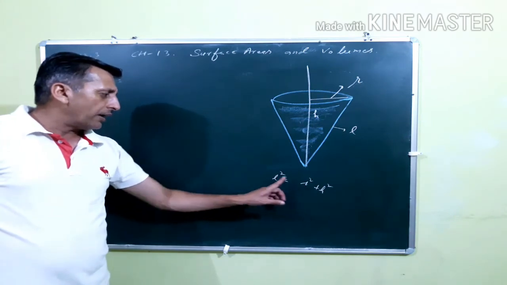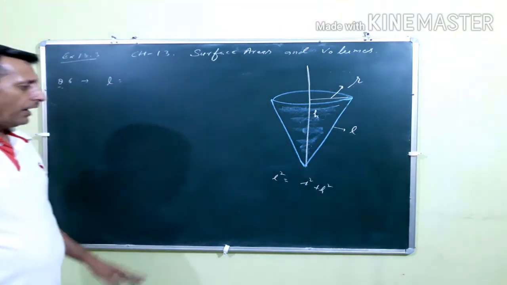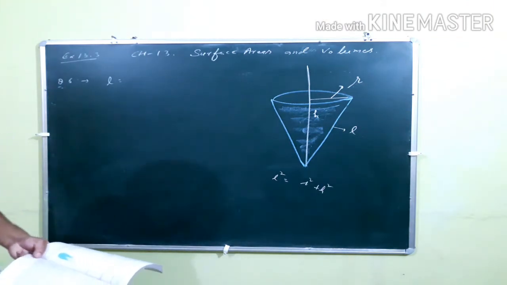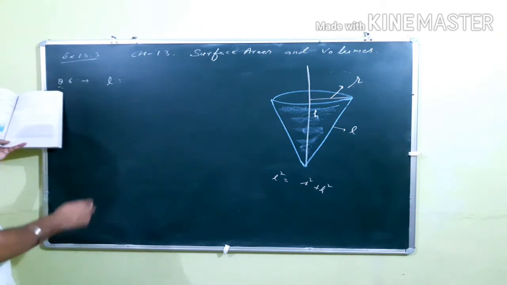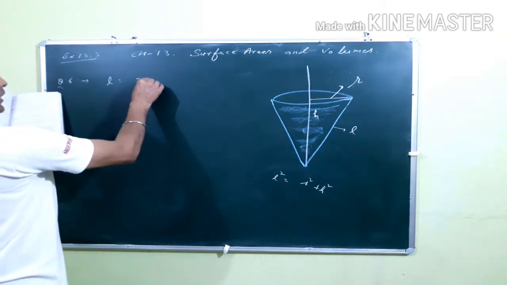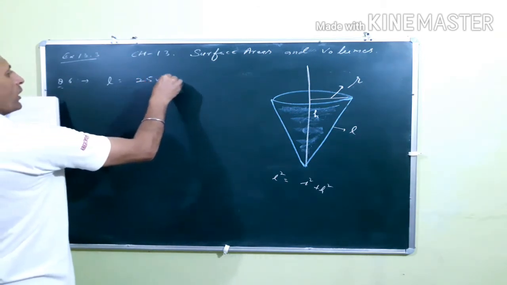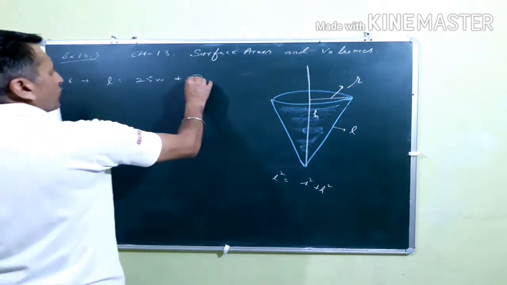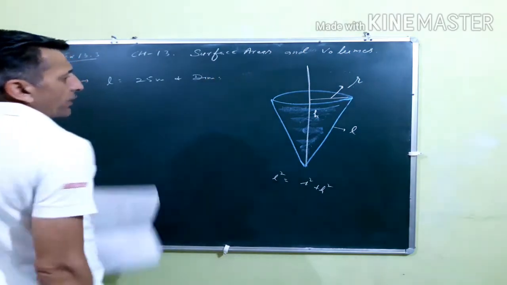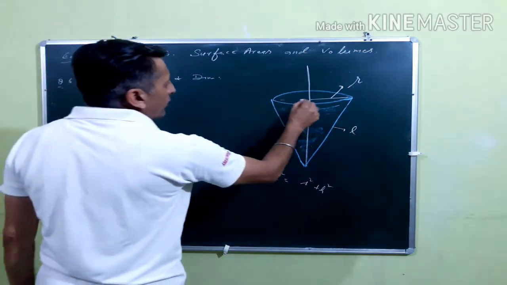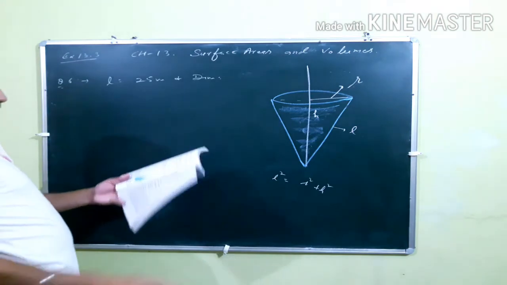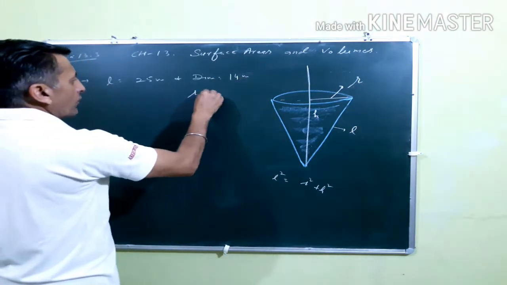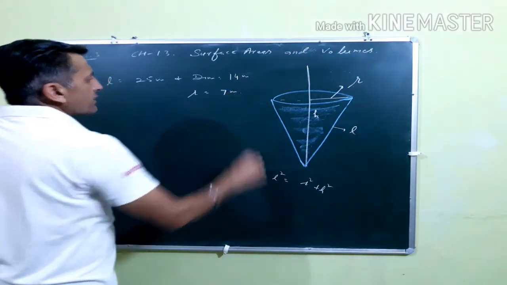And suppose R and L are given, then in that case you can find H. So this is the most important relation between L, R and H. In this case, he said that the slant height L is equal to 25 meter, and the diameter of the base is equal to 14 meter. If the diameter is 14 meter, then naturally the radius is equal to 7 meter.